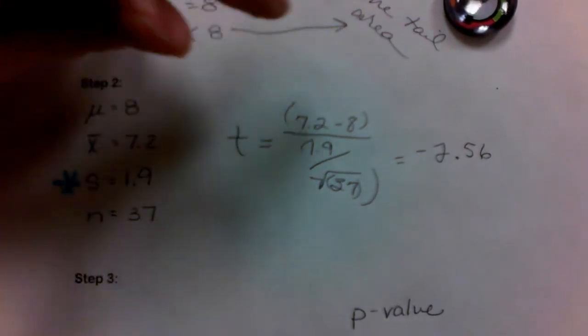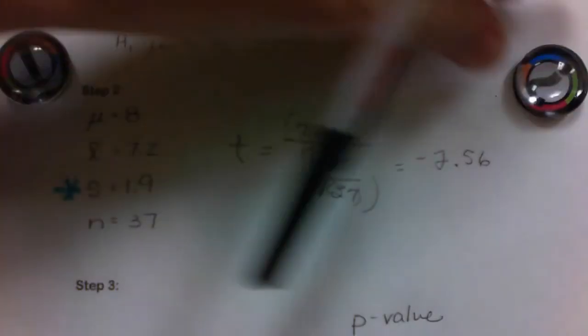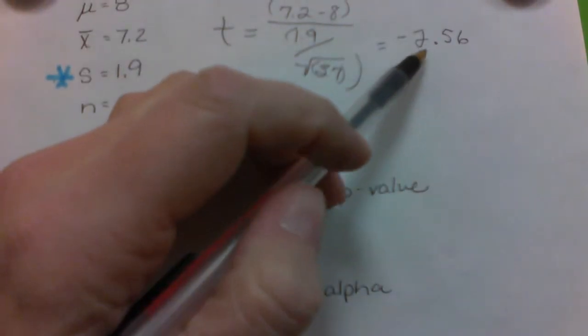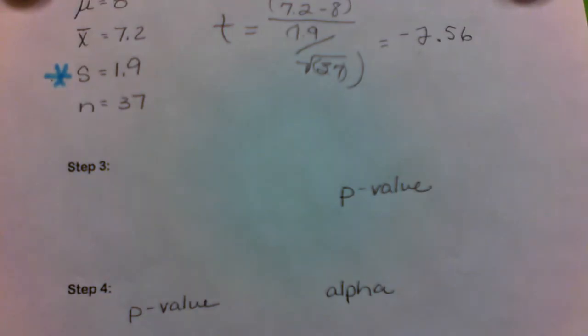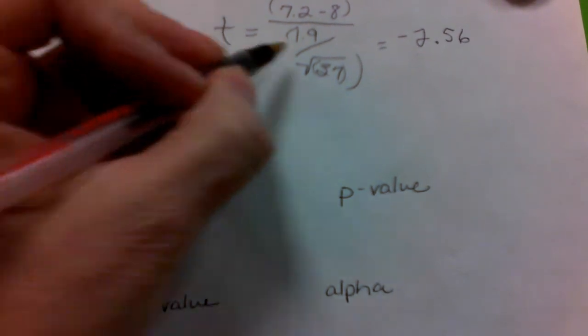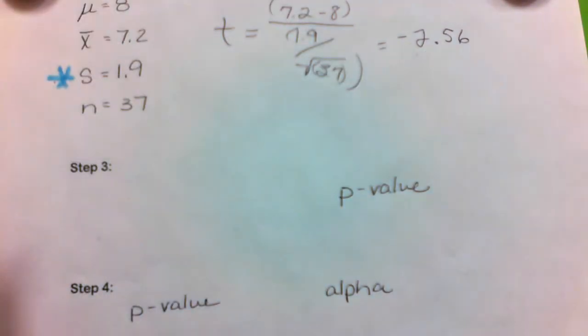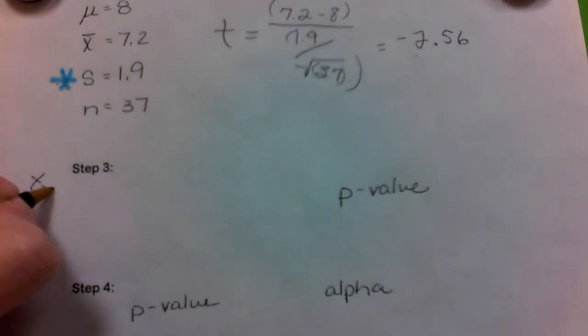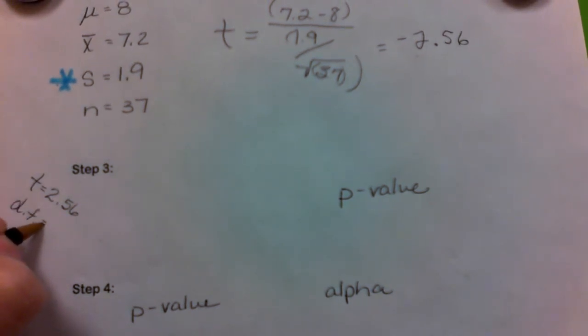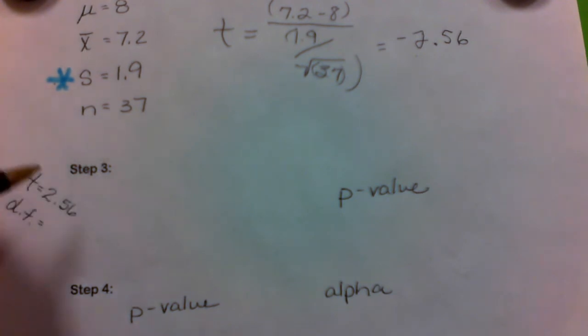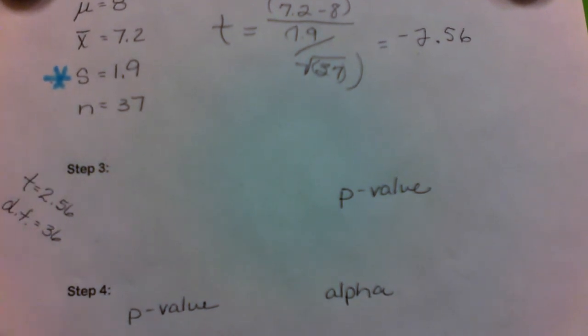So now I know I'm going to use the one tail area. I'm going to use the student's t-distribution, and I'm looking for negative 2.56. Well, remember there are no negatives on the table. So for step 3, although I calculated a negative number, I'm going to leave that a negative number. But when I go to the table, I'm going to look for t is 2.56 because it is symmetrical. I also need my df, which is n minus 1. N is 37, so 37 minus 1 is 36. So these are the values that I am looking for on my table.